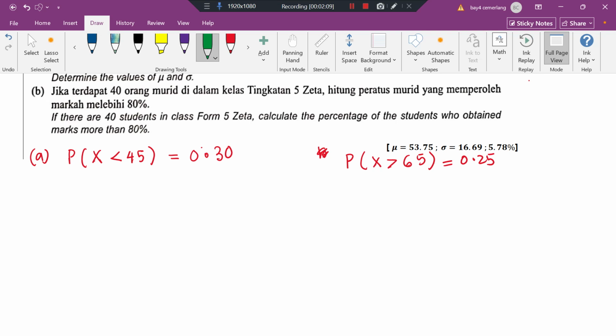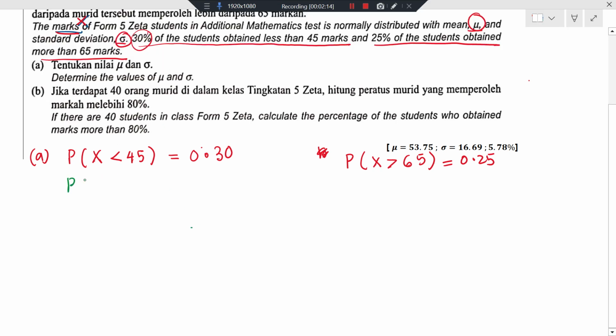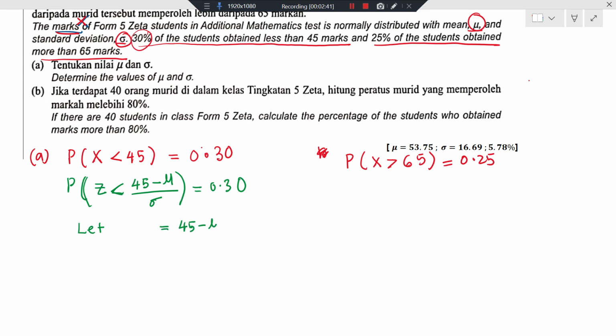Okay, then what is the next step? We continue to change this X form into Z form. That means I'm doing the standardization. 45 minus mu, we don't know, standard deviation also we don't know, never mind. Is equal to 0.30. And then now you need to let T or negative T, we don't know. Wait first.